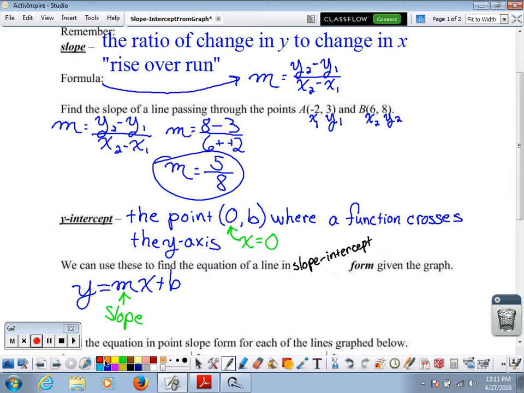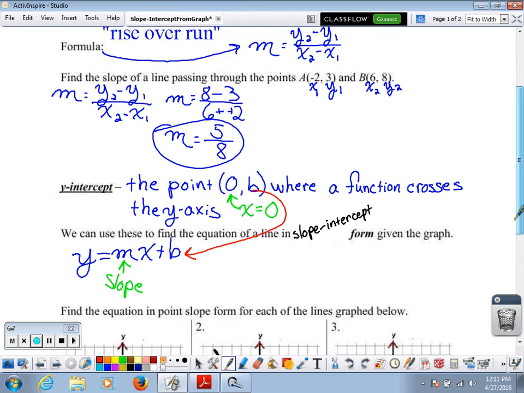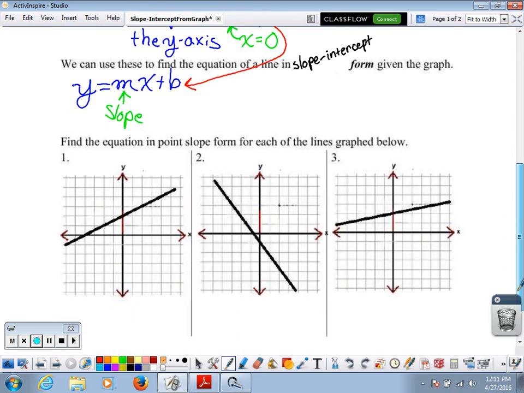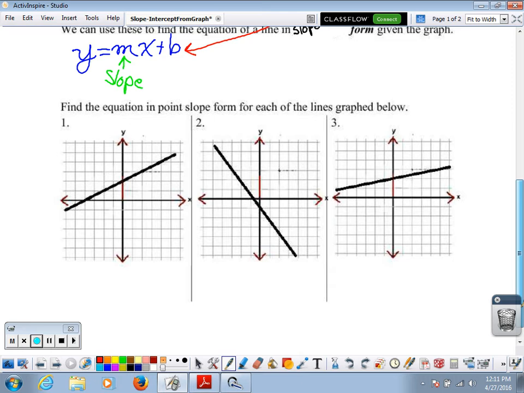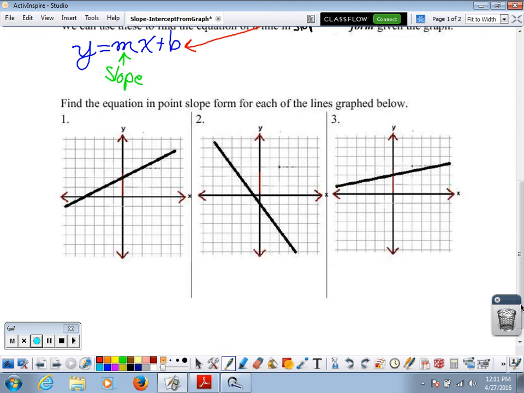Okay? And it comes from right here. It's where that function crosses the y-axis. And that's how we're going to make slope-intercept form based on the graph. We'll find the slope. We'll decide what the y-intercept is, and we'll sub those numbers into the function.